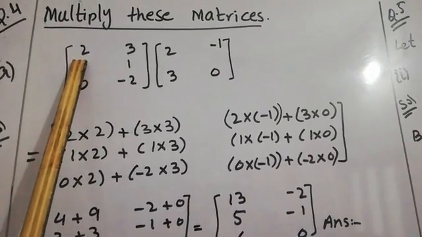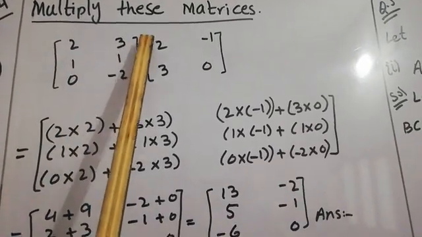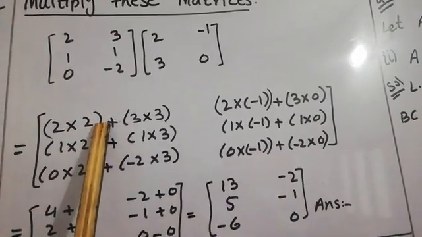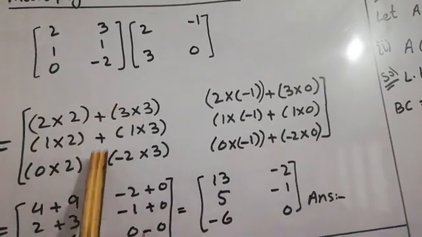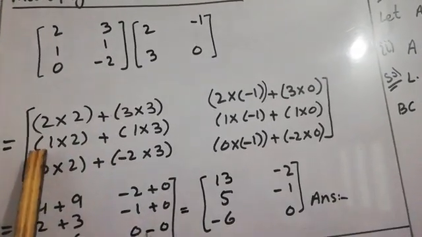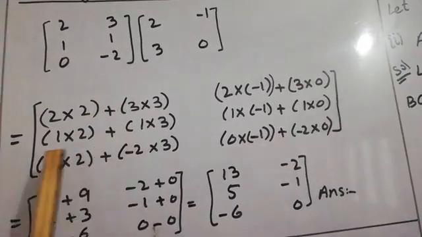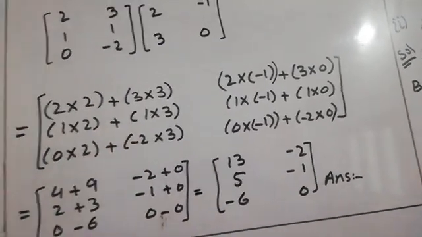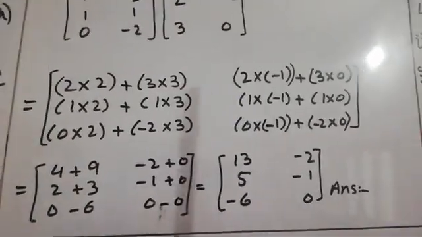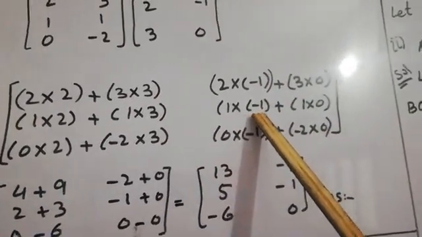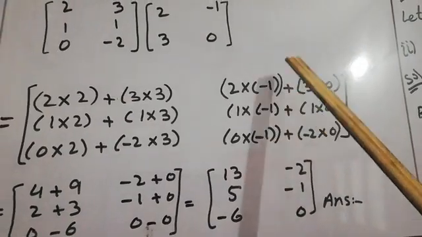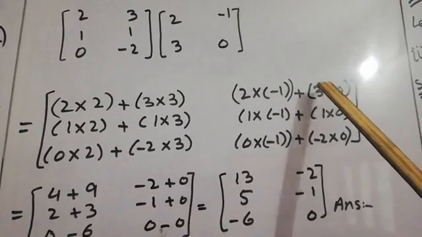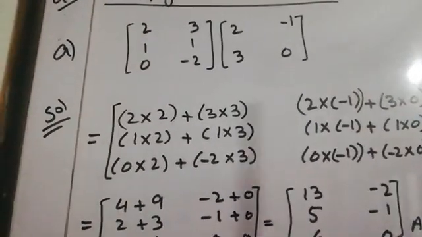First of all, we will multiply the first row by the first column. You can see that the order of this entry is first row, first column. The order of this entry is second row, first column. The order of this entry is third row, first column. Like this, we will find the order of the others: second row and second column, third row and second column, first row and second column. According to this, we will multiply.